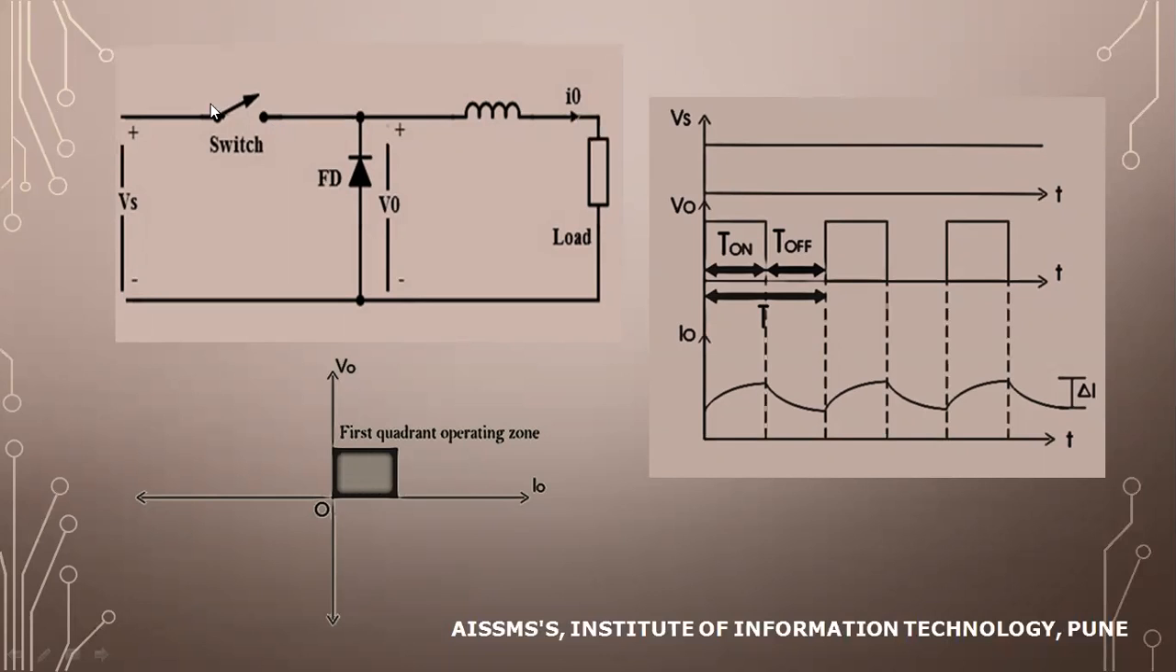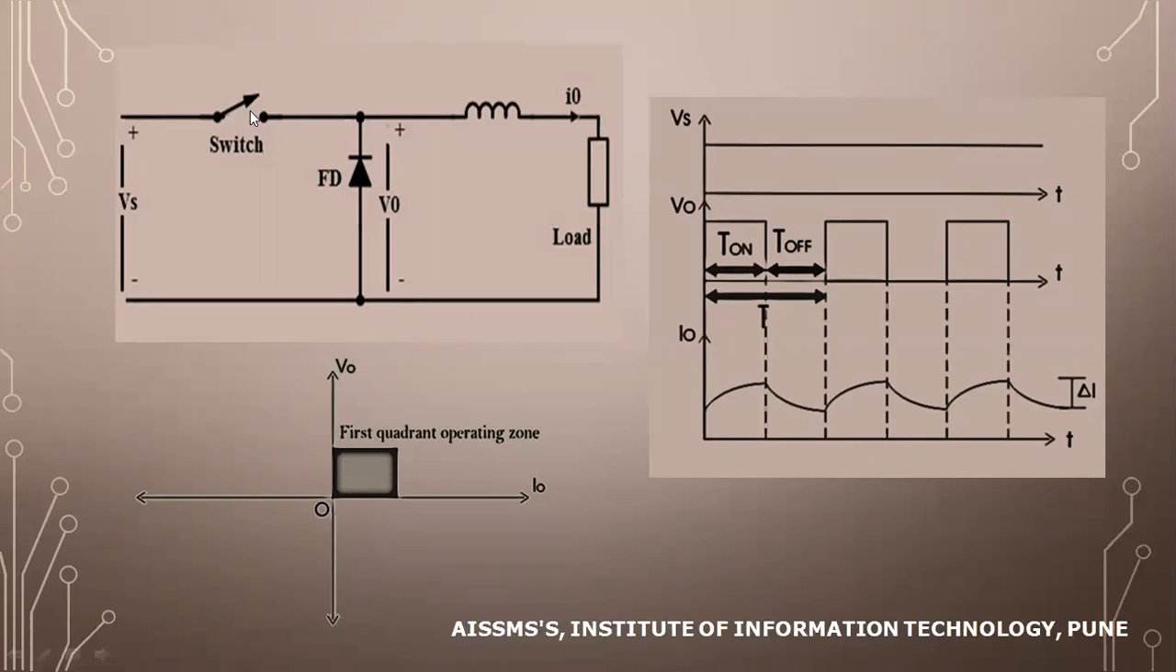Now when this chopper is on or when this switch is on, as the load is going to be connected to the source, so the output voltage occurring across the load, which is V0, is equal to Vs. So output voltage across the load V0 is equal to Vs.